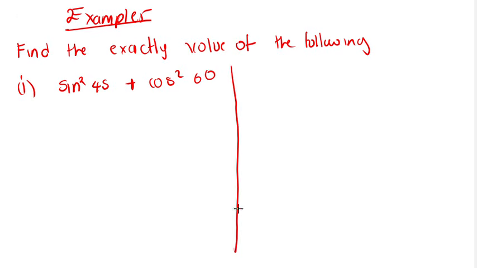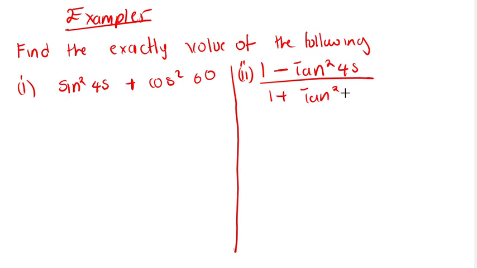Then the other one, number 2, they can say 1 plus tan 45 over 1 minus, we are supposed to subtract there, 1 plus tan squared 45, then plus sine squared 60, like that. So you have been given this kind of question.